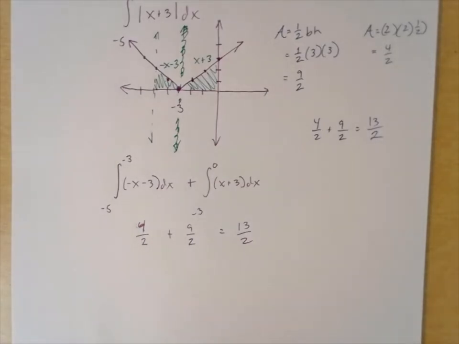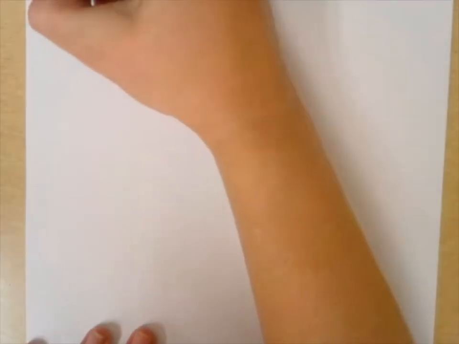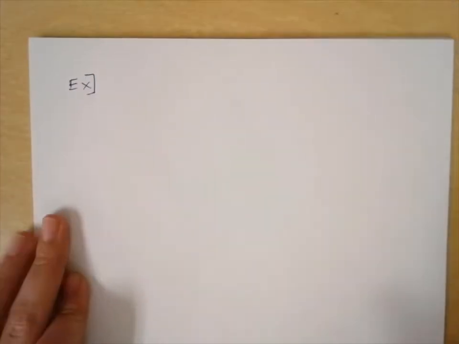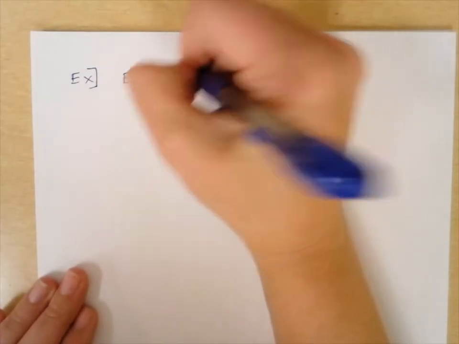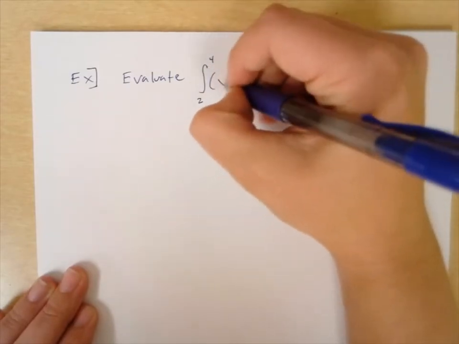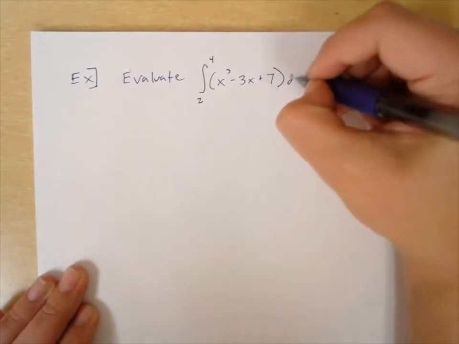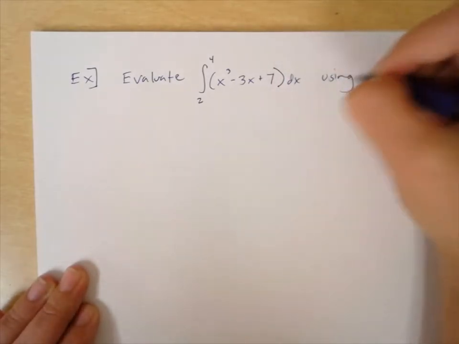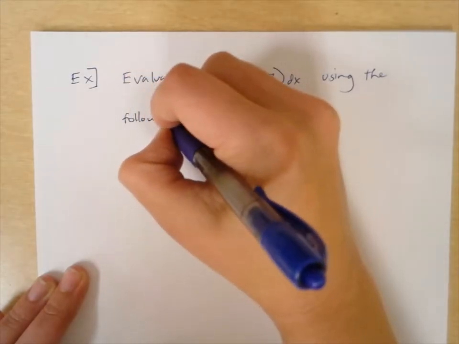Let's do one more example. Again, let's focus on using the integral properties. So, say we were asked to evaluate the integral from 2 to 4 of x cubed minus 3x plus 7 dx using the following values.